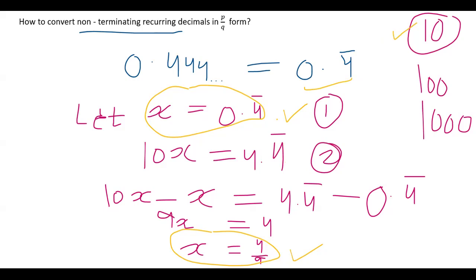Now we will subtract both these equations. So what will we get? 10x minus x equal to 4.4 bar minus 0.4 bar. So we will get 9x equal to 4, which implies x equal to 4 by 9. So 4 by 9 is the p by q form of 0.4 bar.